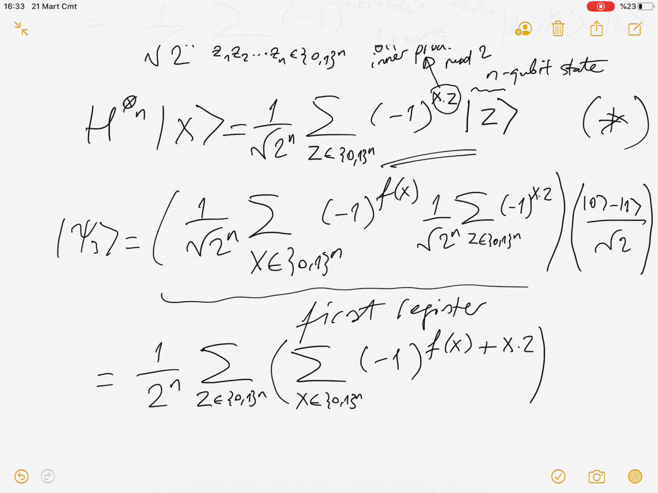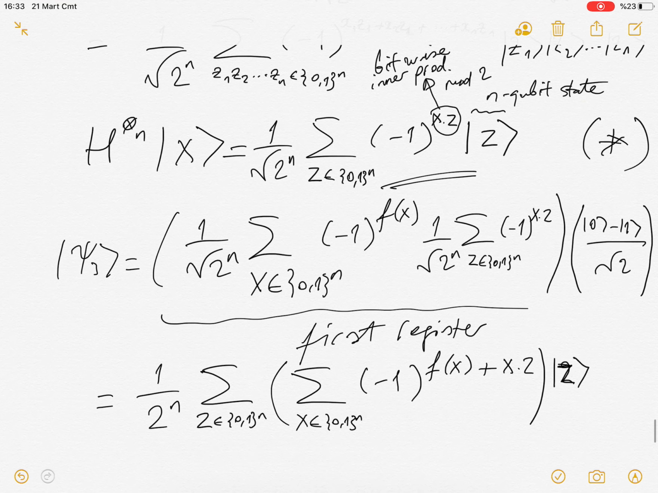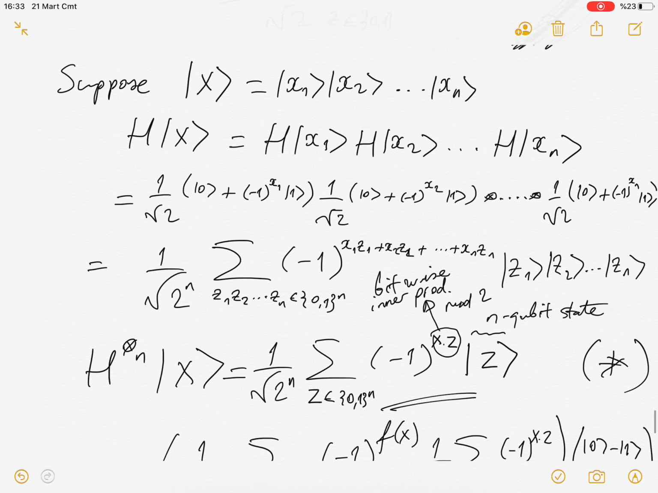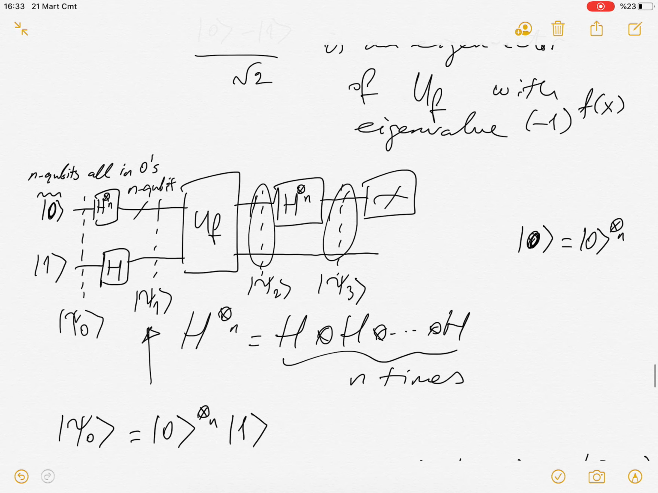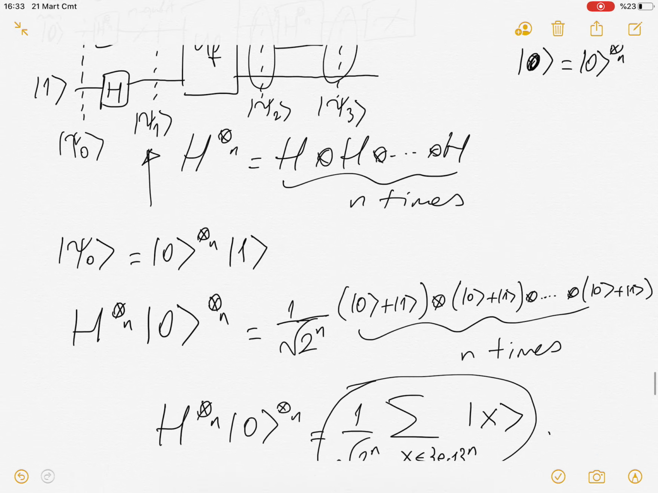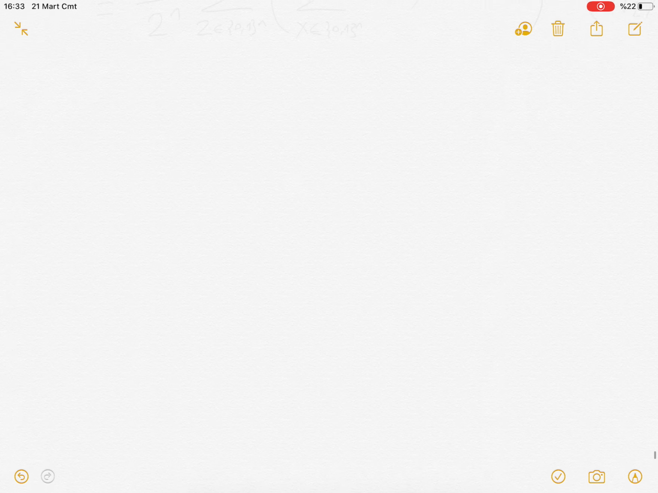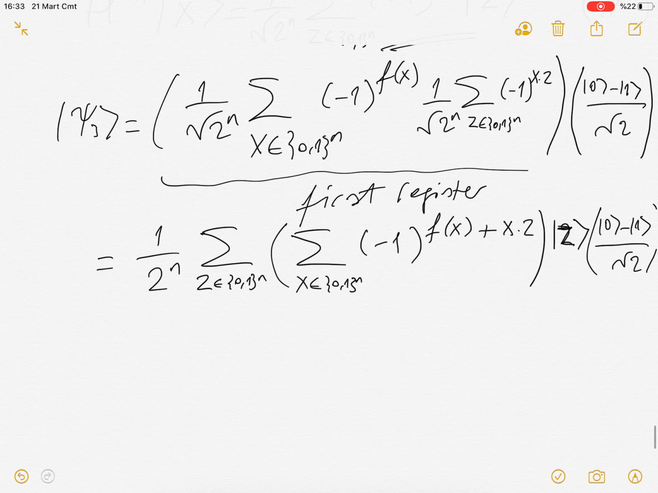Okay, z is our first register, and then in the second register I have the same superposition. So psi 3 will be our final state here. Now, we're planning to measure the first register and see what happens. This will be our first register.